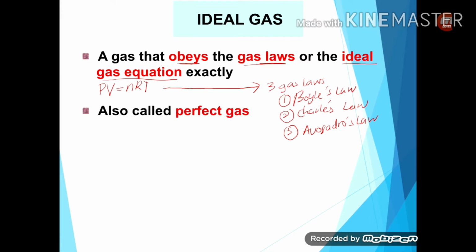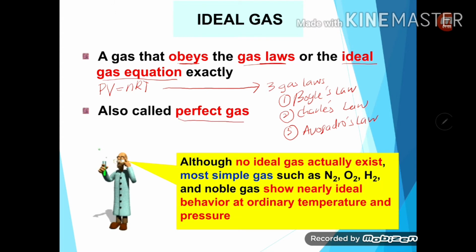Ideal gas is also known as perfect gas. Although no ideal gas actually exists, most simple gases such as nitrogen, oxygen, and hydrogen, and also noble gases show nearly ideal behavior at ordinary temperature and pressure.